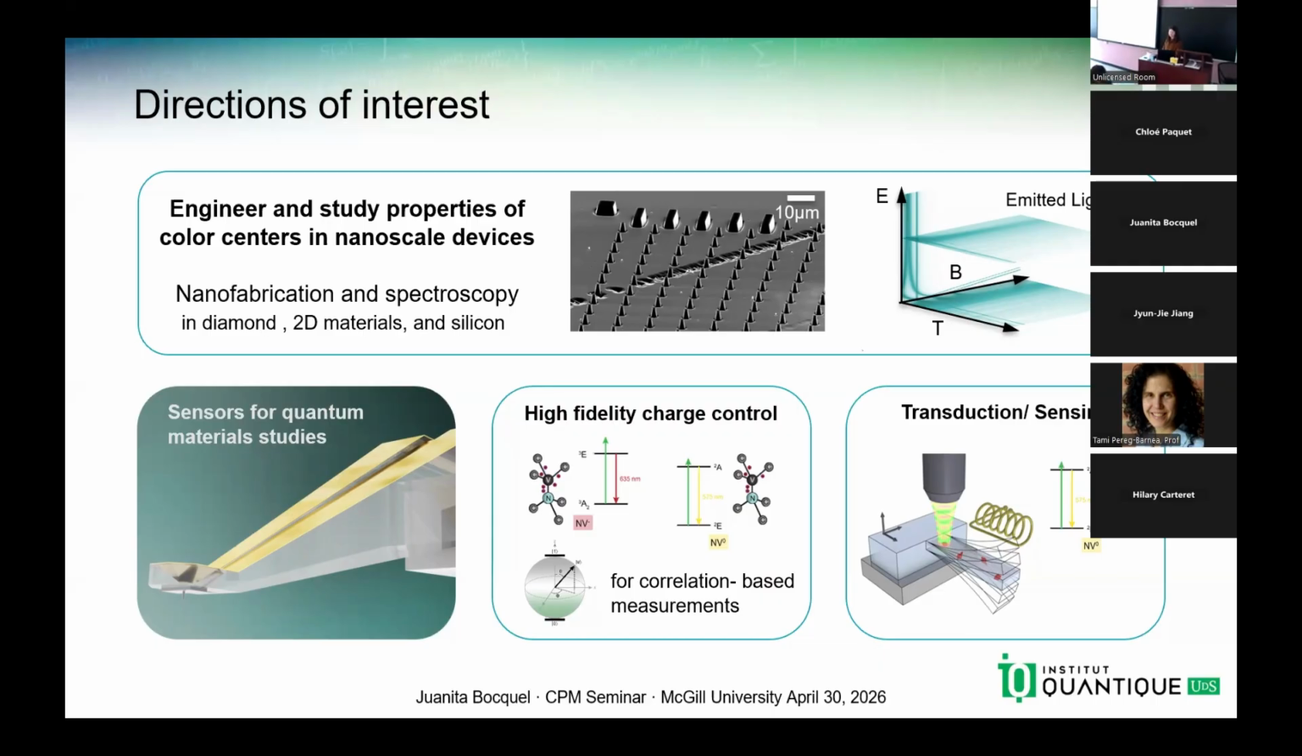And one aspect of this is to take the methods that I've shown here and try to apply that to other color centers than the NV center. Another, through collaboration, is to continue with scanning probe experiments, which I've worked on for many years, well before doing NV center research. And then I want just to spend a few more minutes talking about the last two, which are charge state control for transduction and sensing opportunities.